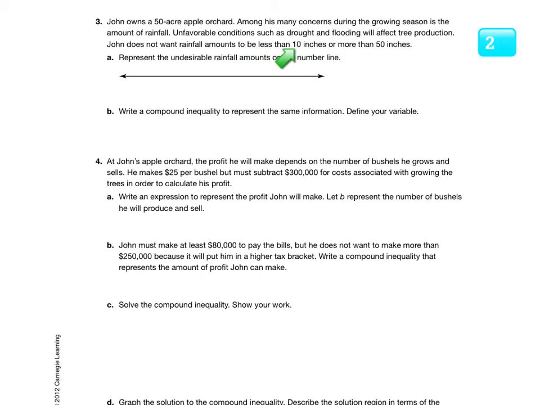So we need to be less than 10 or more than 50. So let's go ahead and put those numbers on the number line. We've got 0 here, and then 10, 20, 30, 40, 50, 60. So our spots where we're going to be putting dots are 10 and 50. We have to think about, is it an open circle, which means that number is not included, or is it a closed circle, which means this number is included?